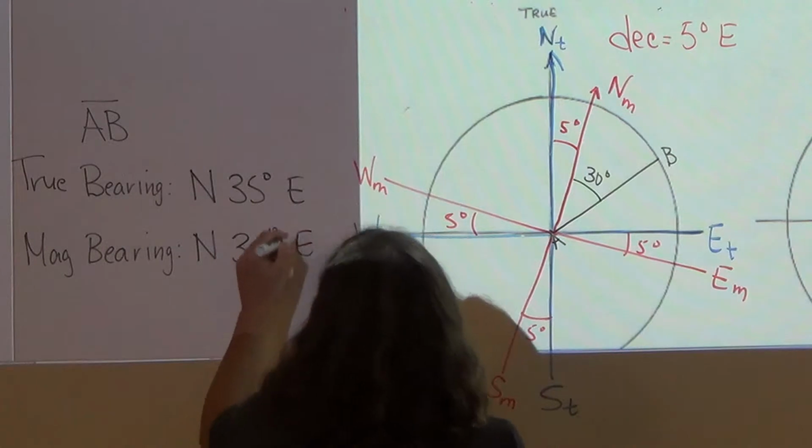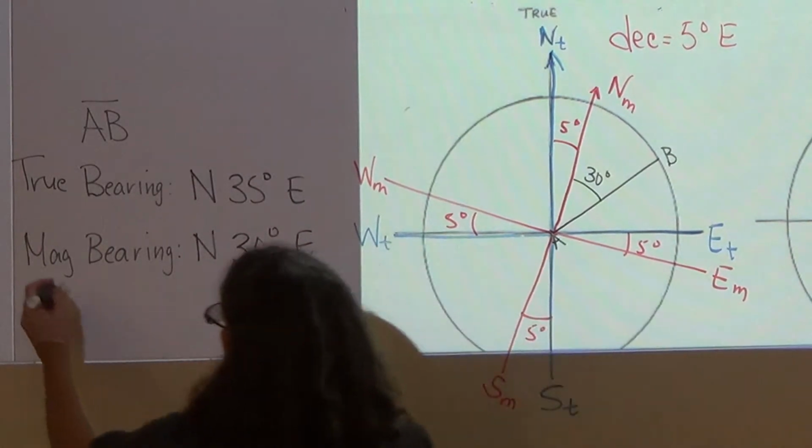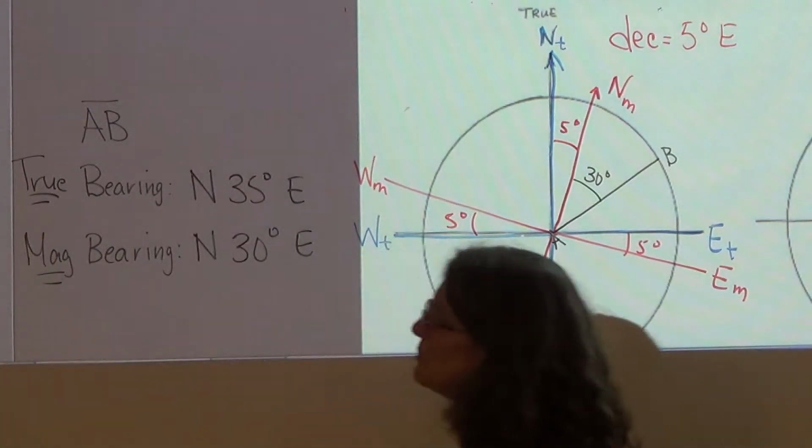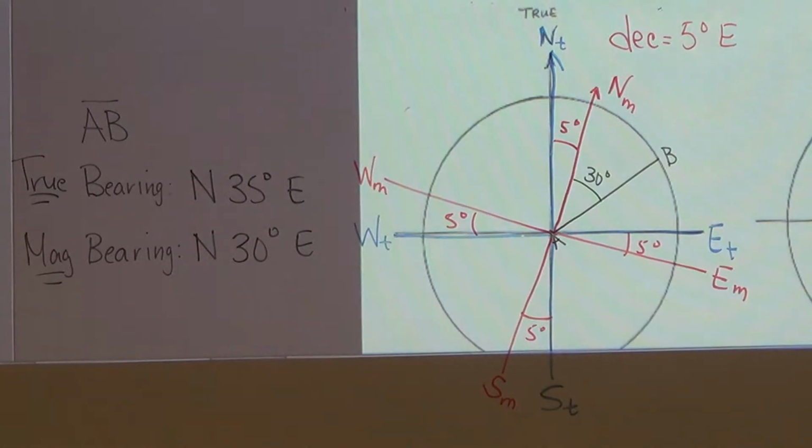Right. So the magnetic bearing is measured from magnetic north, and the true bearing is measured from true north.